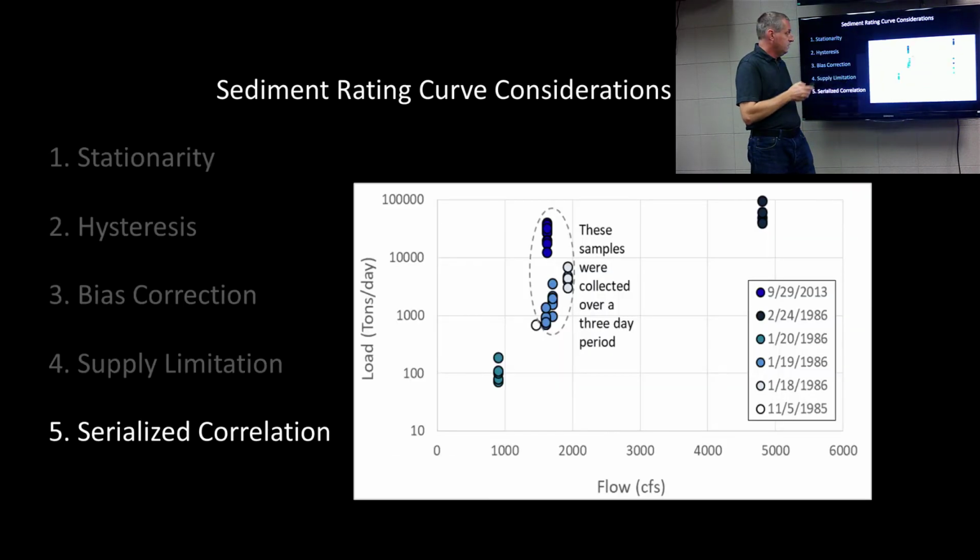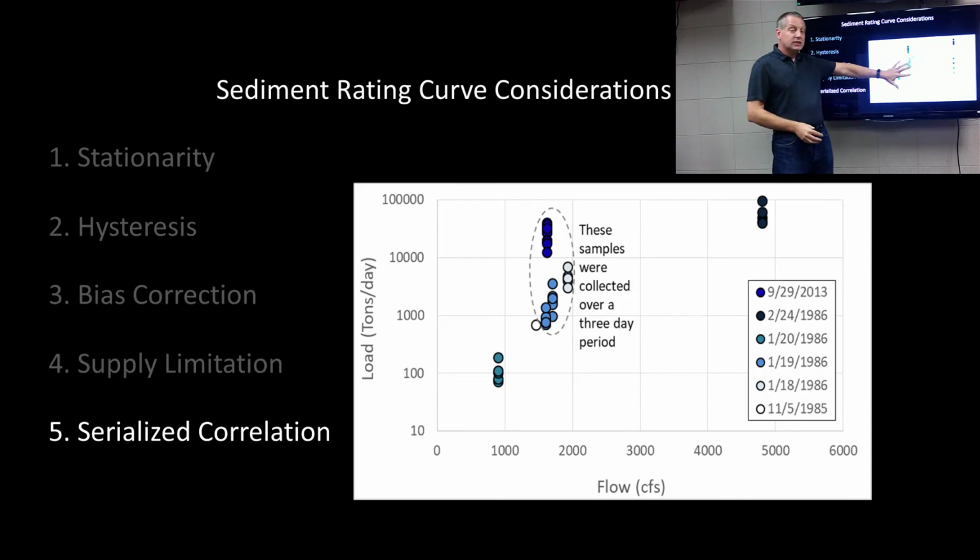Right, and then the final thing that you want to think about when you're developing a rating curve from flow-load data is what we're going to call serialized correlation. The USGS has done the most work in this. If you go to the USGS statistical manual, they have a whole chapter on this, and they actually have a program that they've developed to help you compute this. But I'm just going to introduce it qualitatively.